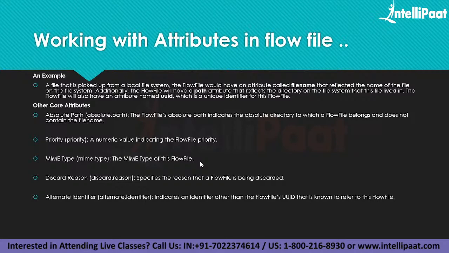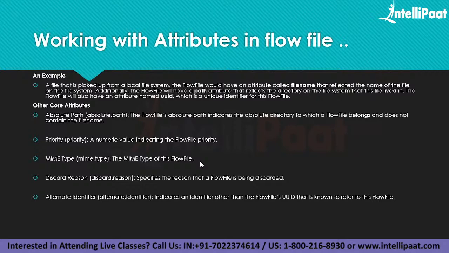So now, understand key and value. What is the key? The key is filename. What is the value? Whatever name this file has. Similarly, what is the key? Absolute path. What is the value? Wherever the file is, that path. And so on and so forth. So these are some other core attributes, and this is out of the box. NiFi gives you that.